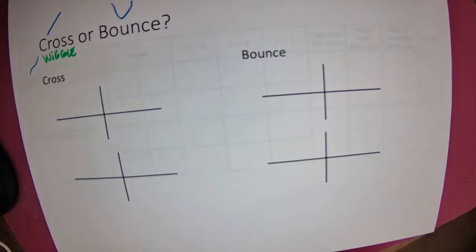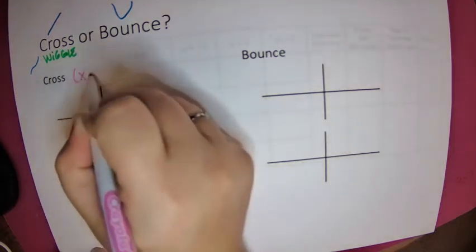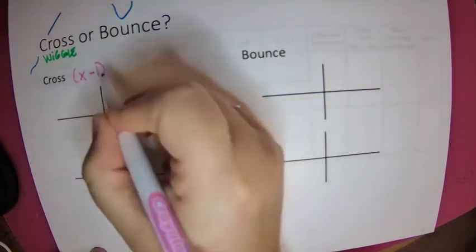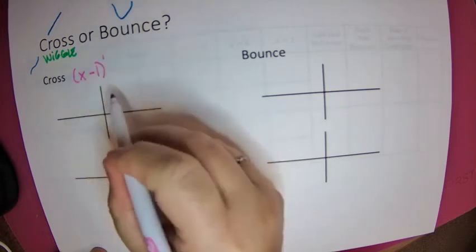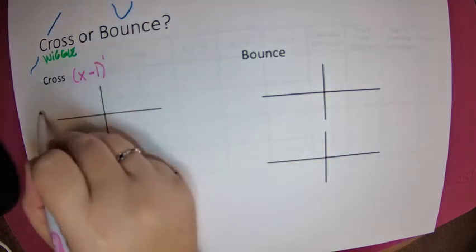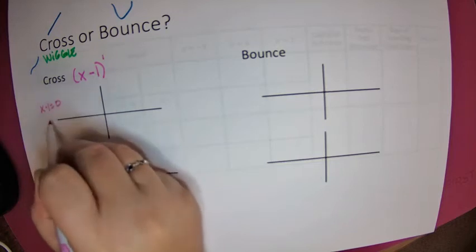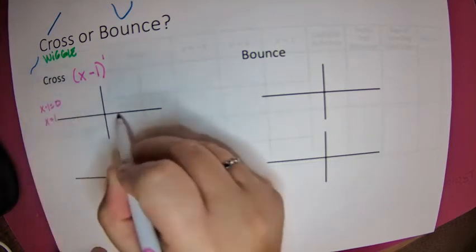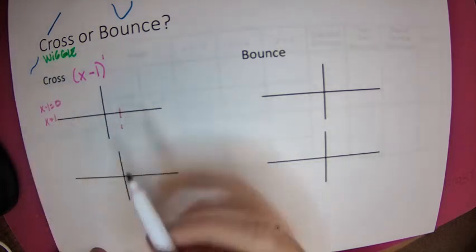All right, so here's an example of a cross. If I have something like this, x minus 1, and if it's to the first power, what that means is I'm going to cross the x-axis when x is a positive 1, okay?